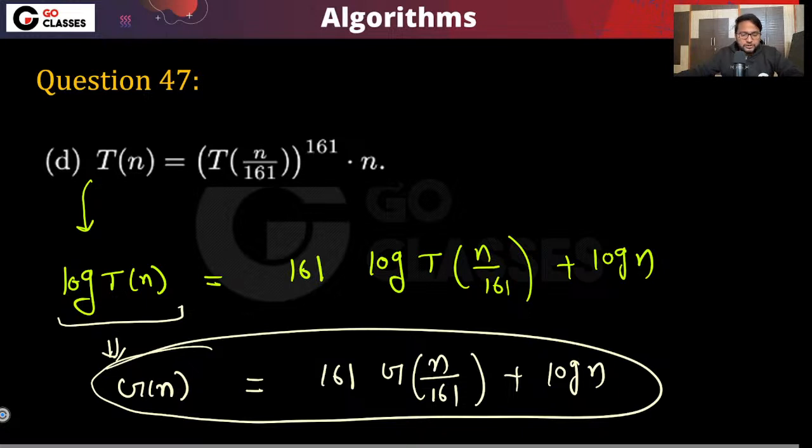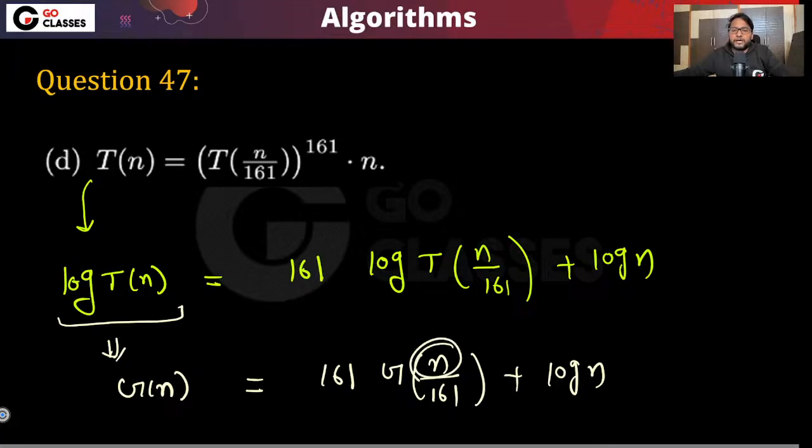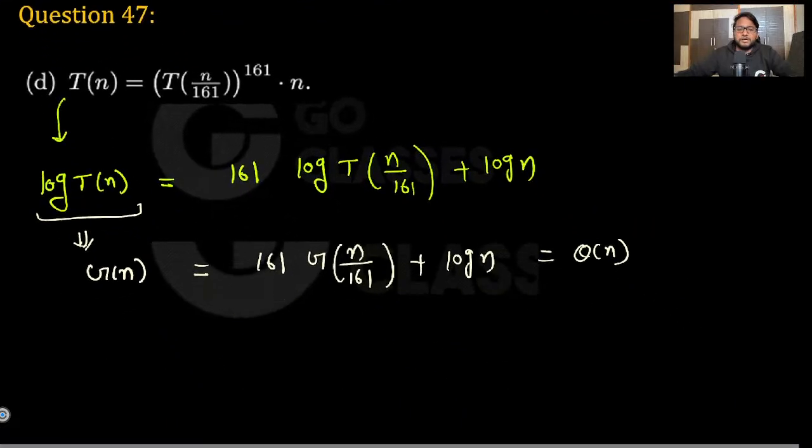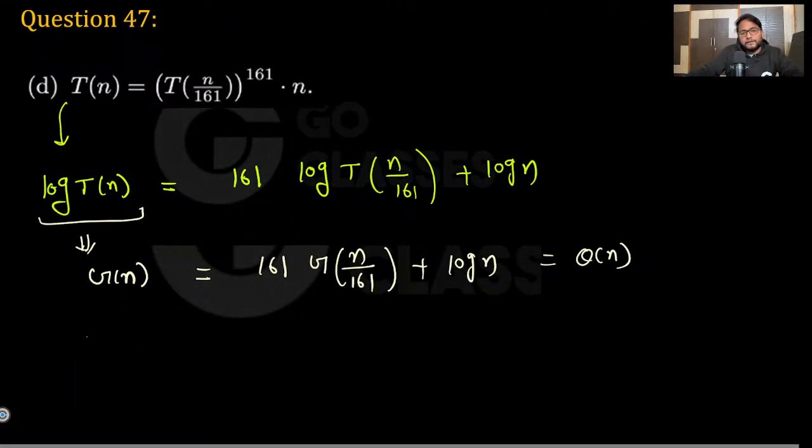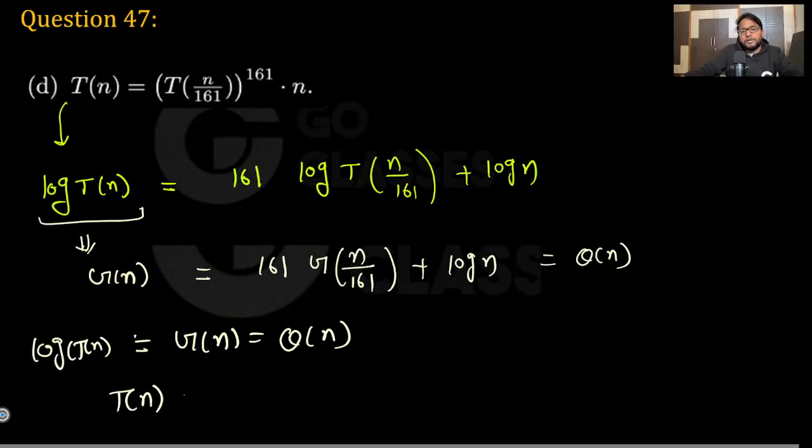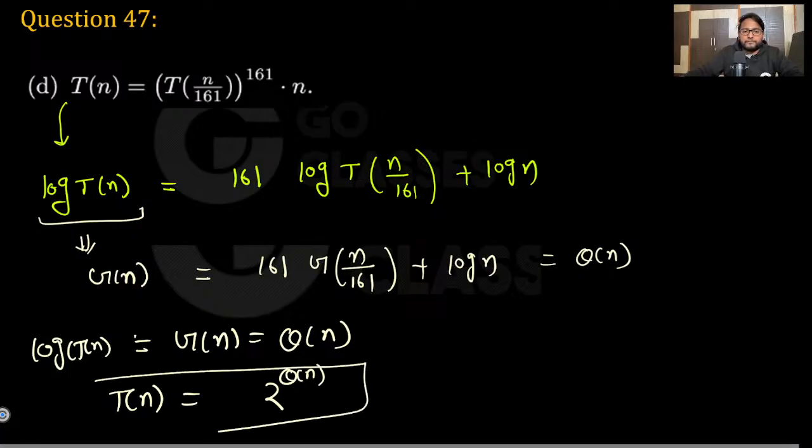Now you can solve this using Master's theorem, right? Because a and b are the same, you will get n. So G(n) is theta of n, which means G(n) is nothing but log of T(n). So log of T(n) is theta of n, which means T(n) will be 2 power theta of n, something like this.